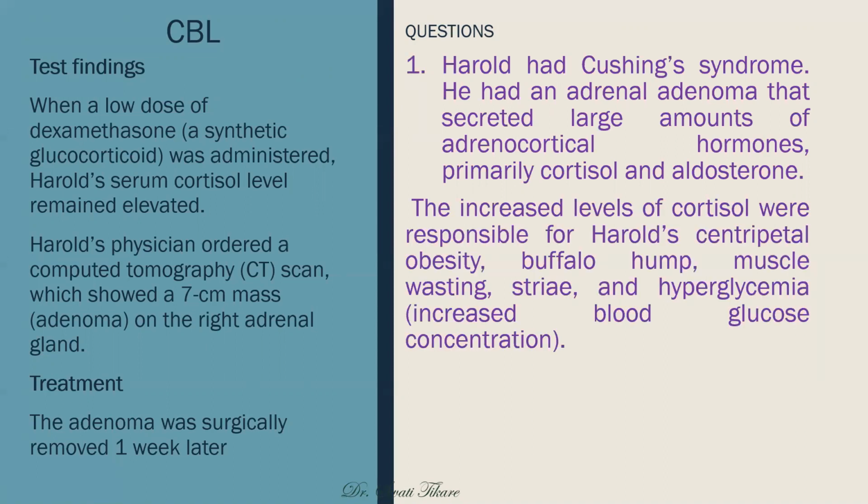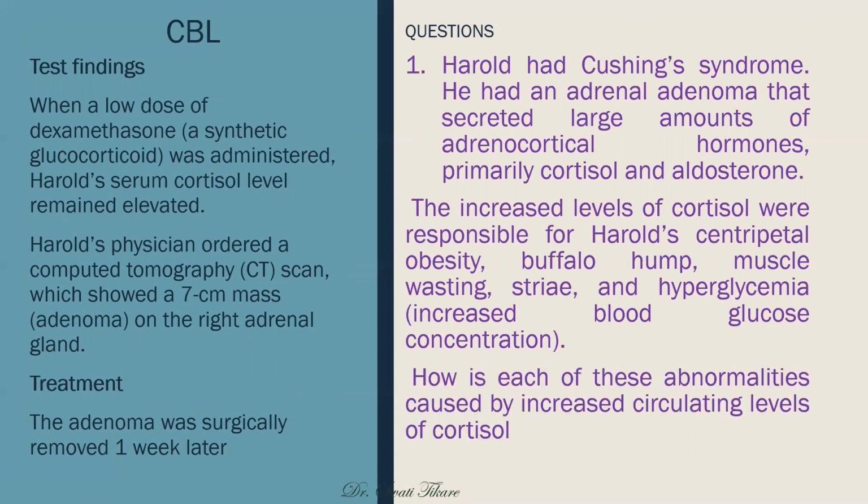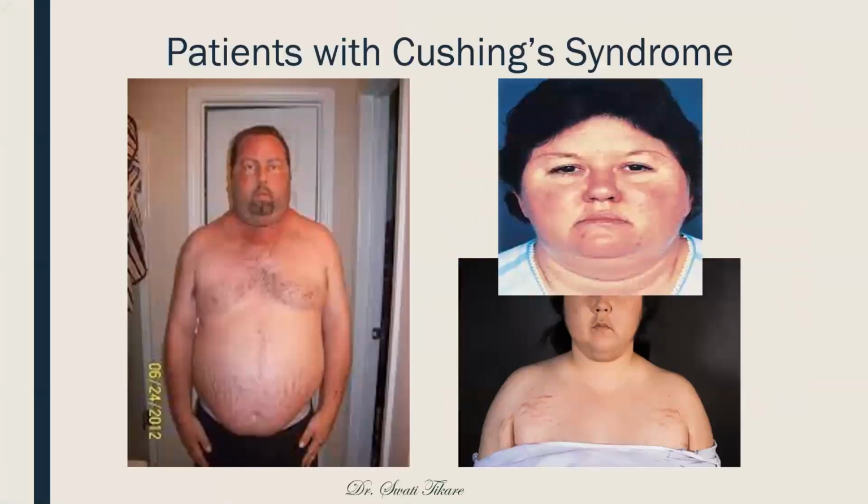The increased levels of cortisol were responsible for Harold's centripetal obesity, buffalo hump, muscle wasting. We saw the thin extremities, right? Muscle wasting was there, striae, and hyperglycemia, increased blood glucose level. How did he also have higher blood pressure? So how is each of these abnormalities caused by the increased circulating levels of cortisol? Let's try to find answers for these questions by knowing more about the cortisol. Here are some more pictures of actual patients with Cushing syndrome.